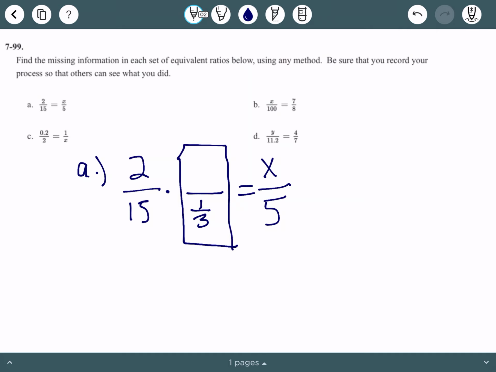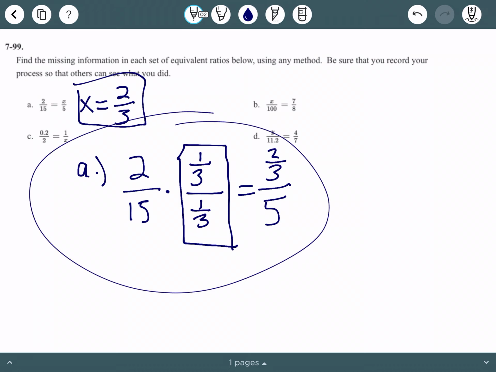So to have a giant 1, that means I need to be multiplying by 1/3 on the top as well. And when I do that, that 2 times 1/3, what I should get is 2/3 for my x. So 2/3 for my x. Now all we need to do is solve for the variables. So for this one we can say x equals 2/3. You do want to make sure that you have all of this work shown as well.